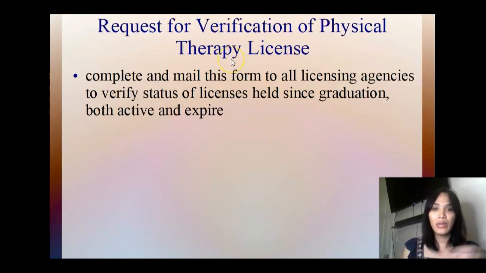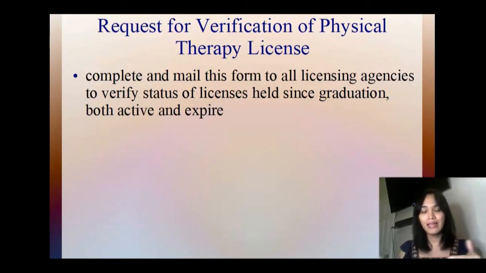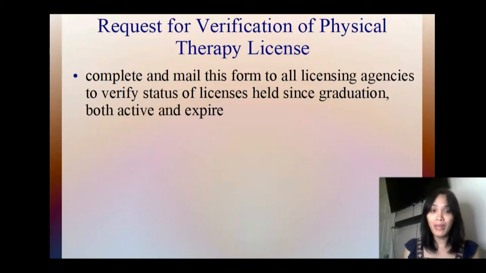Next is the request for verification of physical therapy license. So this is from your country. If you have a licensing board in your country, you fill out those forms and you hand it to them. There is a certain part that the licensing board in your country will just have to fill out for them. I think personally they know what this form is all about. So you just have to complete and mail this form to all the licensing agencies where you need to verify the status of licenses held since graduation, both active and expired.